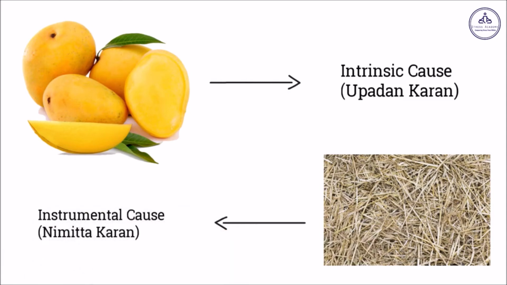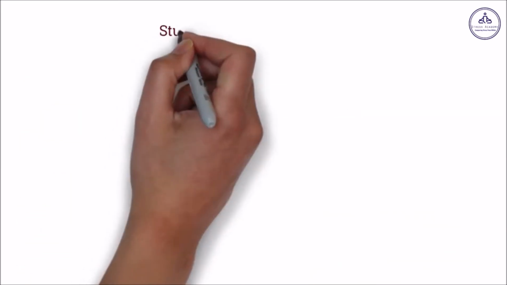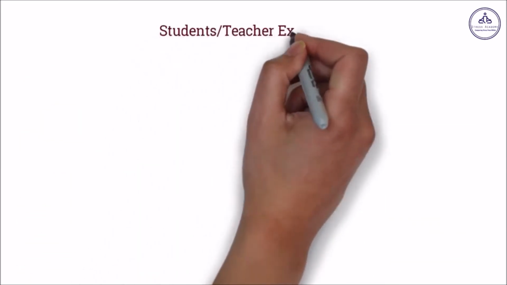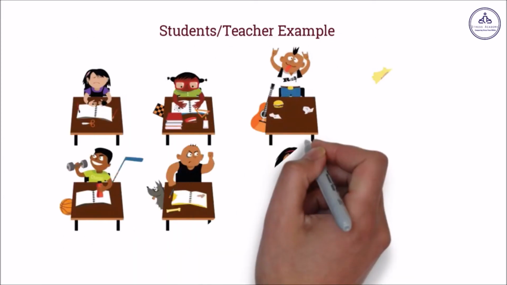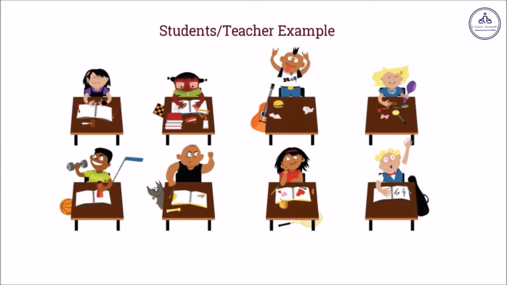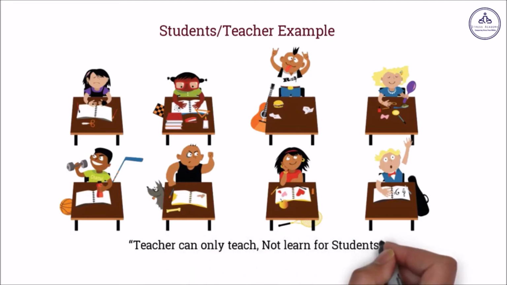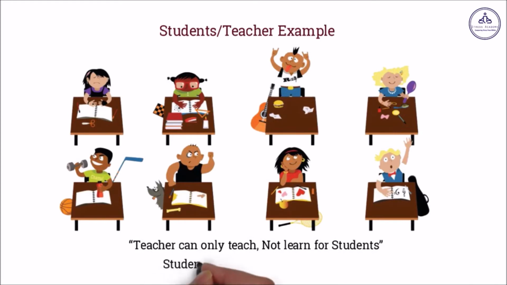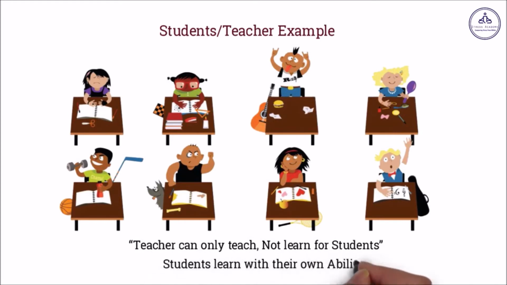Let's take another example. In a classroom, a teacher can provide knowledge to students, but the process of learning and retaining that knowledge depends on focus and attentiveness of the students, which is an intrinsic cause. The teacher can teach, which is an instrumental cause, but cannot perform the process of learning for the students, and that's precisely why different students have different levels of knowledge. This cause and effect principle is applicable in analyzing each and every interaction in the universe.